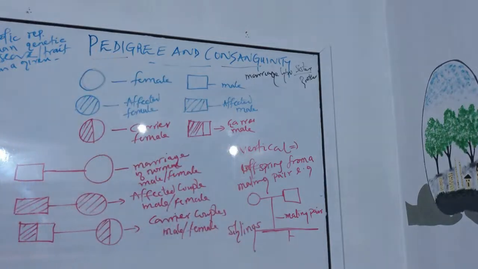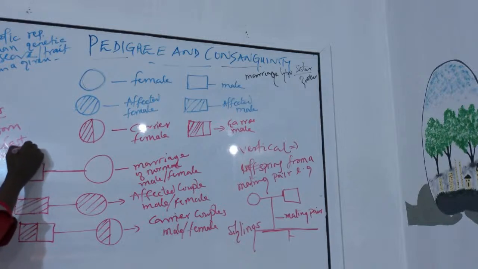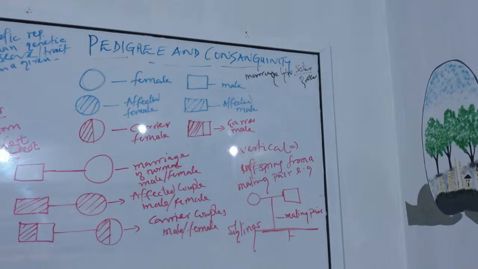And generations are represented from the top to the bottom, with the top meaning the oldest, then the bottom meaning the youngest. It is usually represented in Roman numerals like I, II and III, or it can be represented in figures 1, 2, 3, like that.